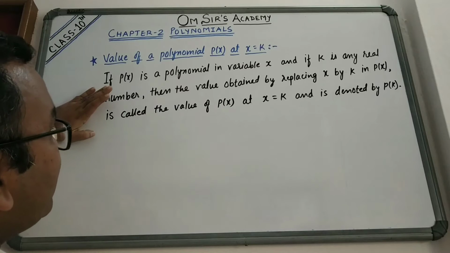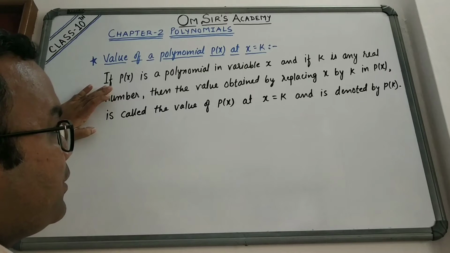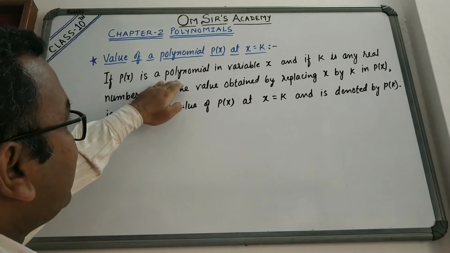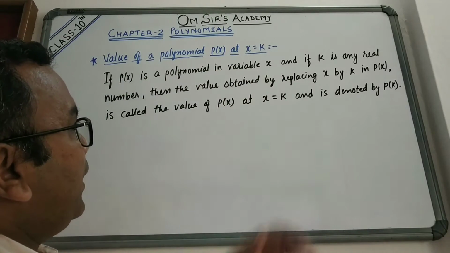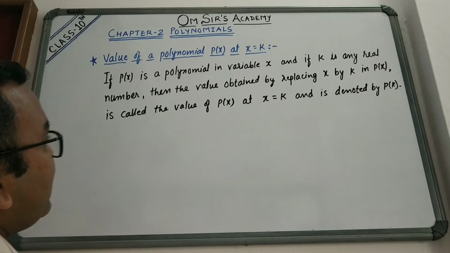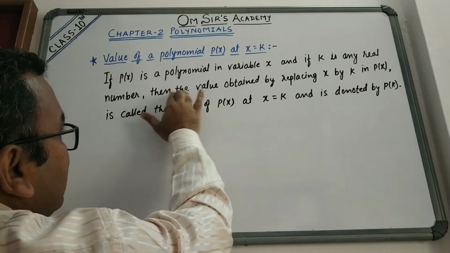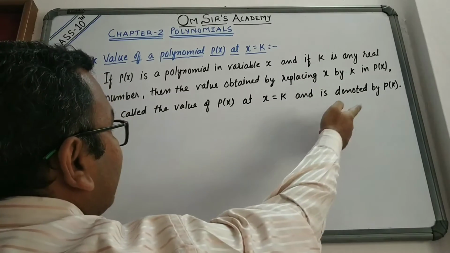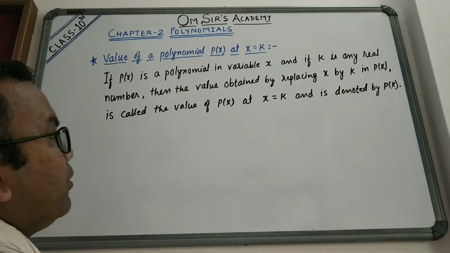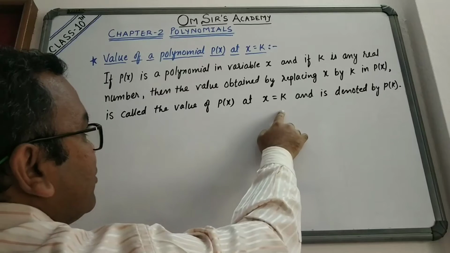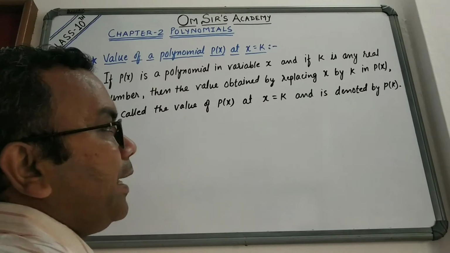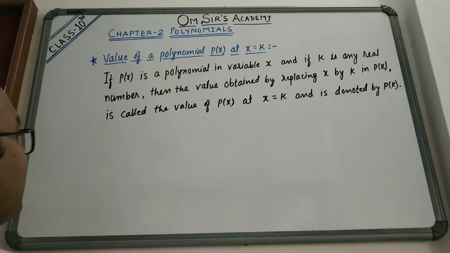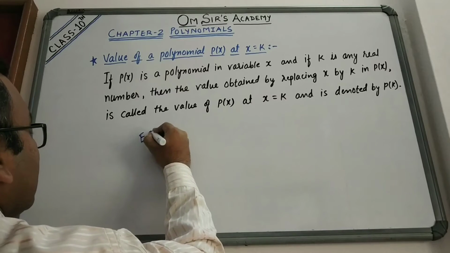If p of x is a polynomial in variable x, ठीक है, तो मान लेते हैं कि p of x जो है वो एक polynomial है with a variable x. And if k is any real number, then the value obtained by replacing x by k in p of x is called the value of p of x at x equals to k and is denoted by p of k. Is it clear? So suppose, say friends, let us take an example of this.